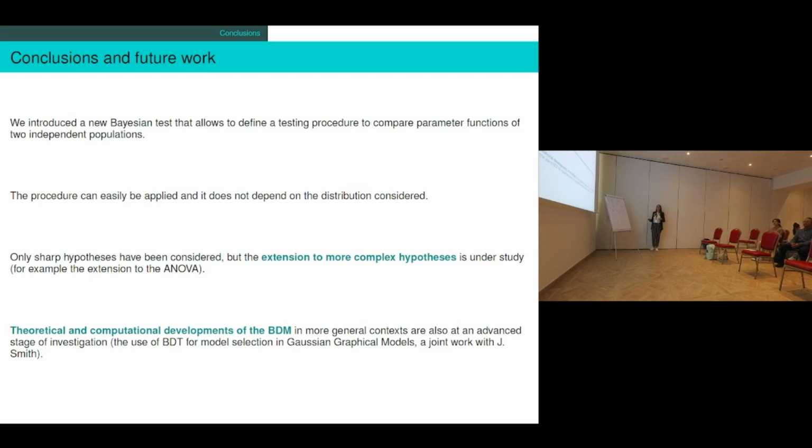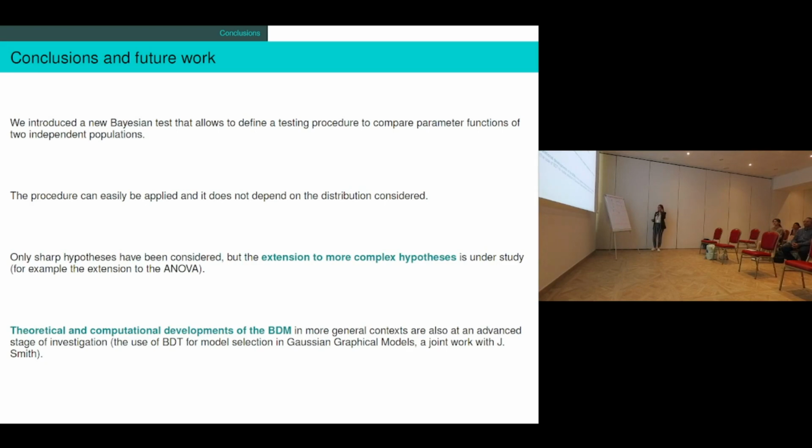Okay, now to summarize, we introduced a Bayesian test, a general procedure that allows us to compare parameter functions of two independent populations. This procedure can be easily adapted to different problems. For now, we considered only sharp hypotheses, only hypotheses that partition the parameter space, but the extension to more complex hypotheses is under study. So, for example, we would like to define a kind of Bayesian ANOVA.